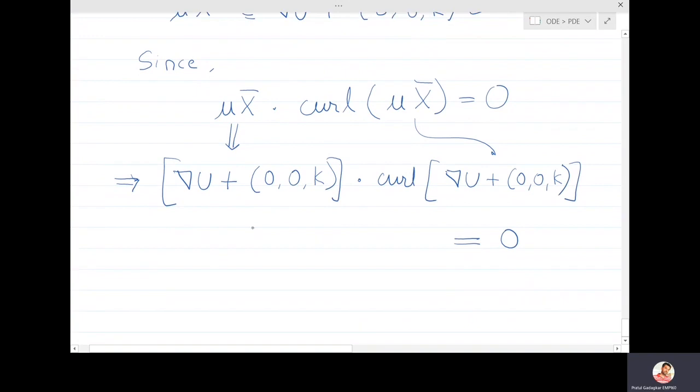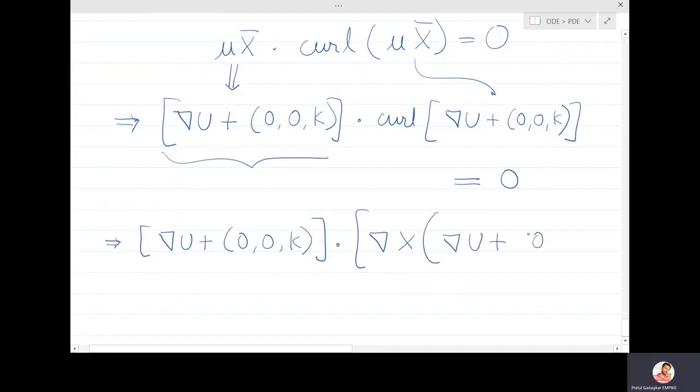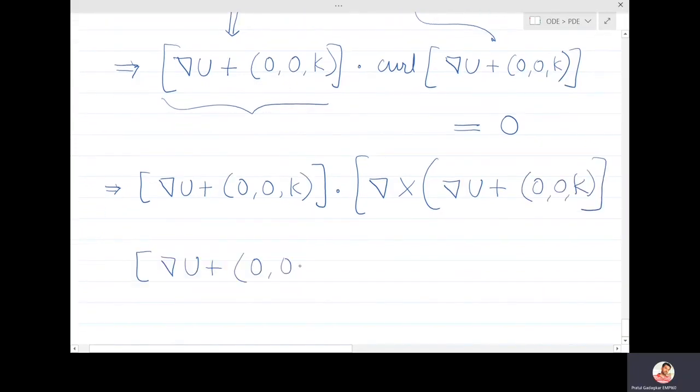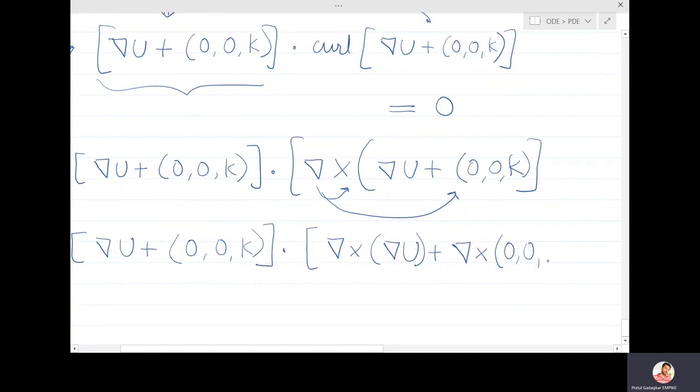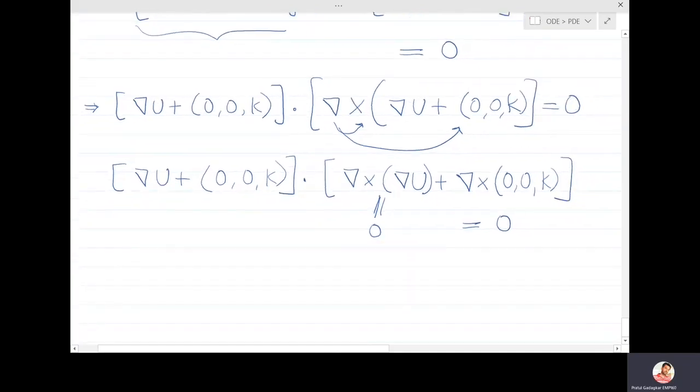Now, I will not touch this quantity for some time. This implies grad u plus 0, 0, K dot del cross grad u plus the vector 0, 0, K, which is grad u plus 0, 0, K dot, this is curl of this plus curl of this, curl of grad u plus curl of the vector 0, 0, K is equal to 0. This is also equal to 0, okay? But I know that curl of gradient of anything is always equal to 0, right? So this will be as it is.